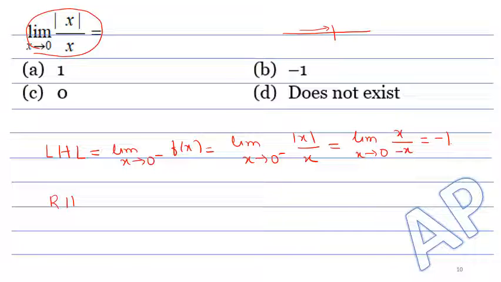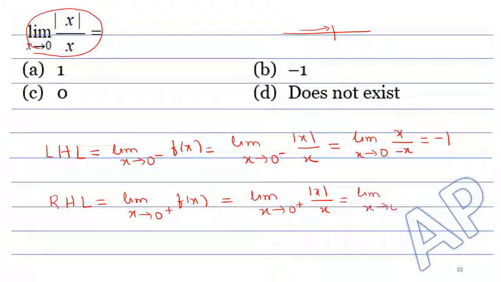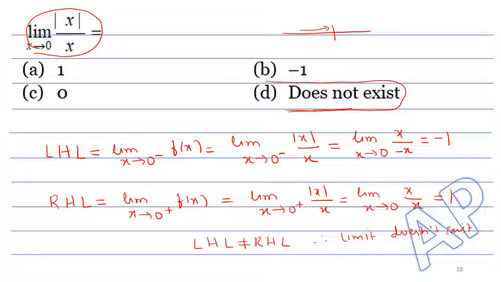Similarly, I will find the right hand limit, which is limit as x tends to 0 plus of f of x, which is nothing but limit as x tends to 0 plus of modulus of x by x, which is nothing but limit as x tends to 0 of x by x which is equal to 1. Clearly left hand limit is not equal to right hand limit, therefore limit does not exist. So option D is the right choice.